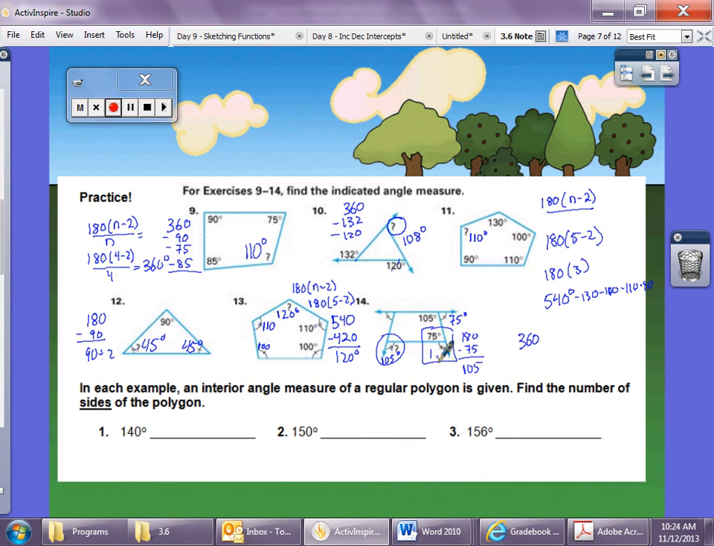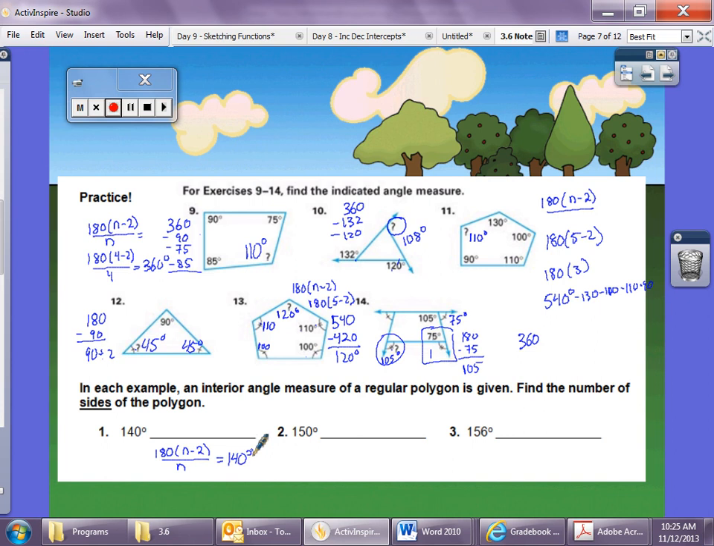The next step, in each example, an interior angle measure of a regular polygon is given. Find the number of sides. So if we have 140 degrees, now this is why I was writing the formula down each time. So if the interior angle is 140 degrees, we want to know how many sides. So our formula, 180 times n minus 2 divided by n equals 140 degrees.